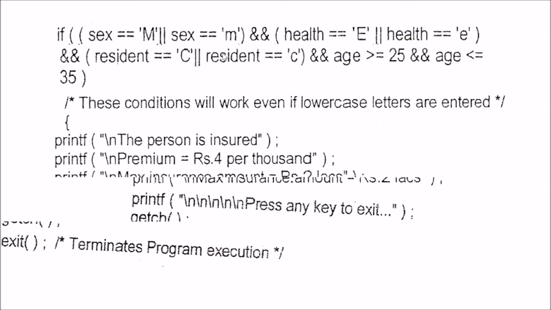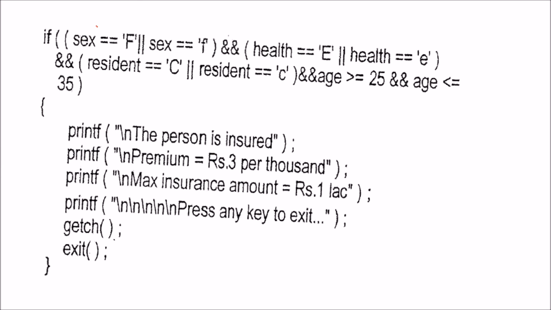Then we exit. Next is if the sex is female, it can be small also. Health is E, capital E. Resident is C, capital C, small c, both are acceptable. And the age is between 25 and 35. Then the person is insured, rupees 3 per thousand, and maximum insurance for the female person is 1 lakh.